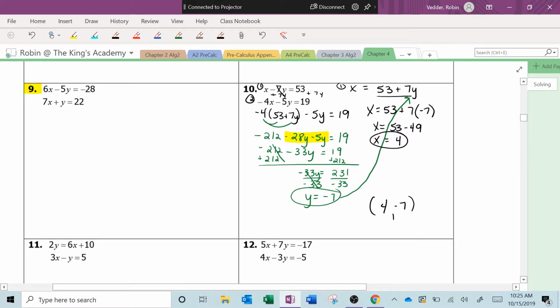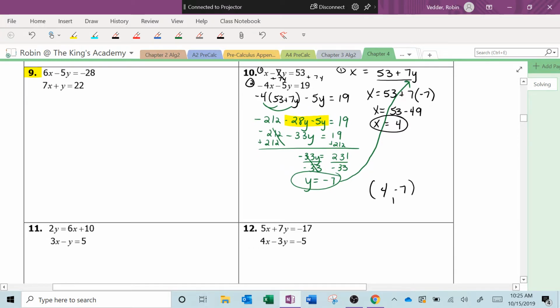All right, I want to skip down to 12 because this one is the most difficult problem on the paper. I want to do this with you guys. We're going to, again, number these 1 and 2. Now I look at these numbers, we have a 5x, a 7y, a 4x, and a negative 3y. None of them look easy to solve for. We're going to deal with some fractions, and I'll show you guys how to get rid of the fractions.